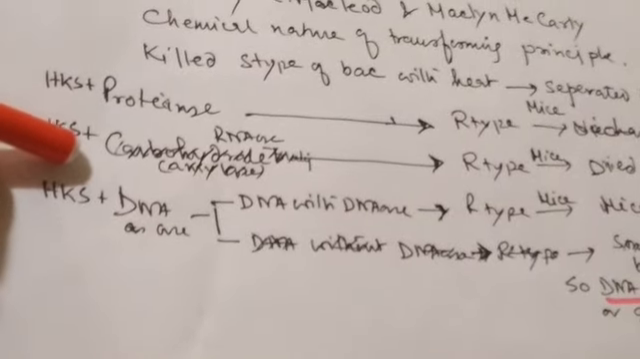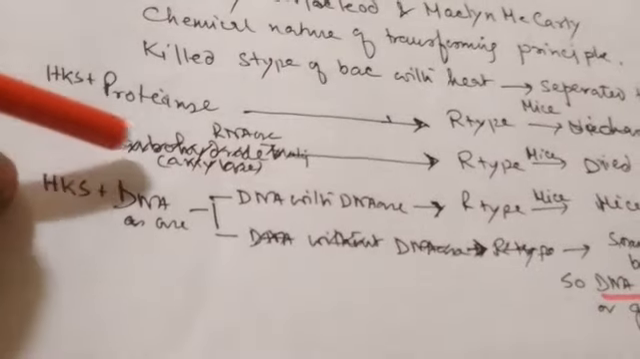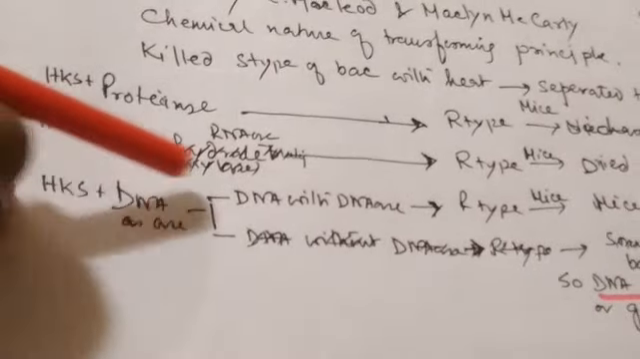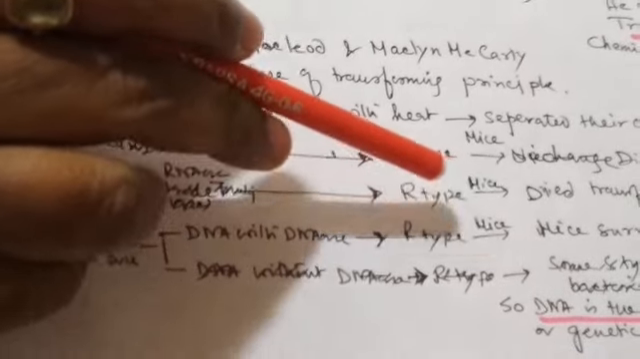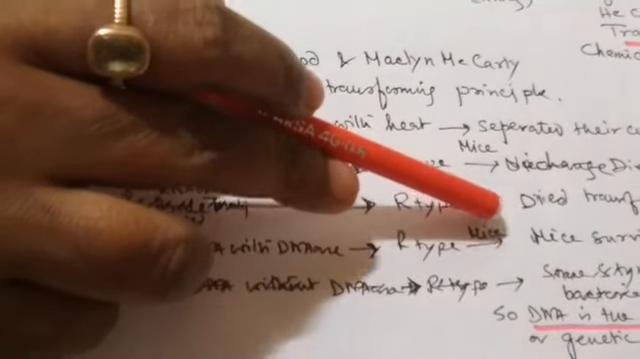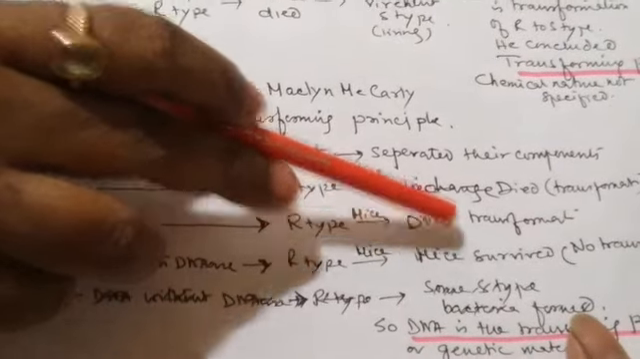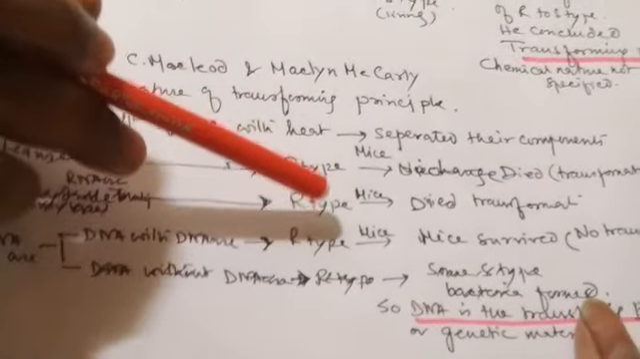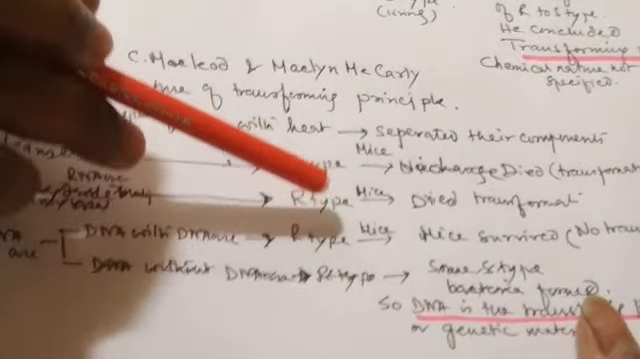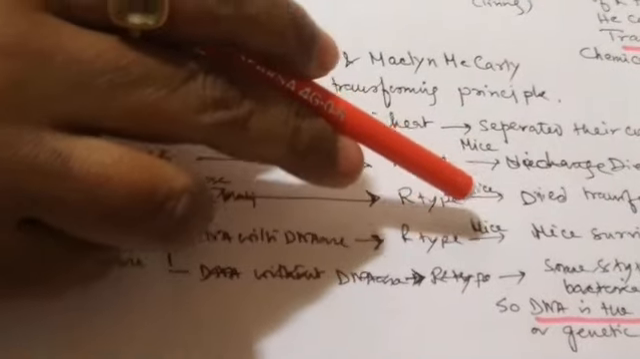Next, they break the RNA of the heat-killed smooth by the enzyme RNase, and then they inserted it into the mice along with the R type, and then also nothing new happened. The mice died. So transformation is still going on. When they broke down protein, transformation was there. When they broke down RNA, transformation was there.